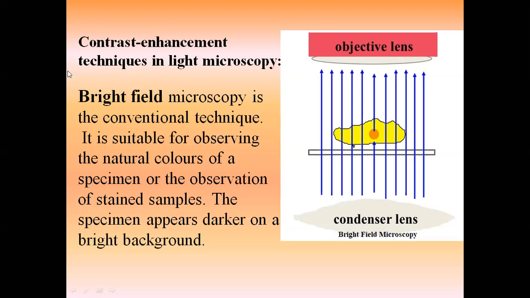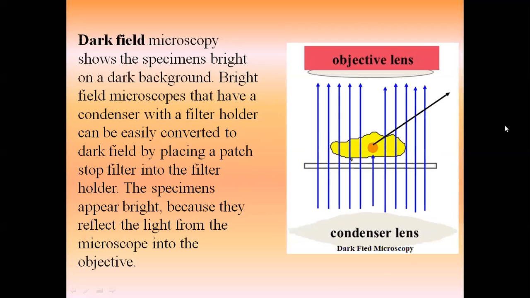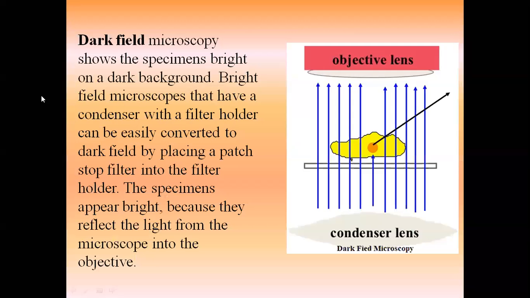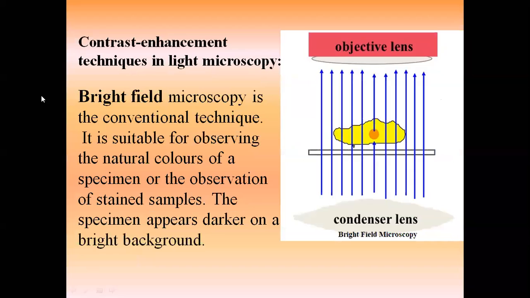First is your bright field microscopy. Then we have dark field microscopy. Then we have phase contrast microscopy and fluorescence microscopy. Okay. So first let us discuss what a bright field microscopy is.